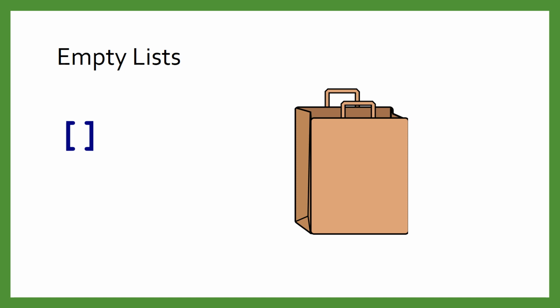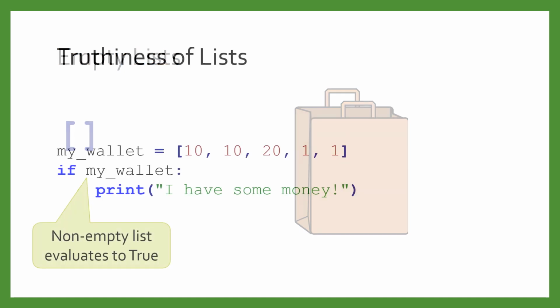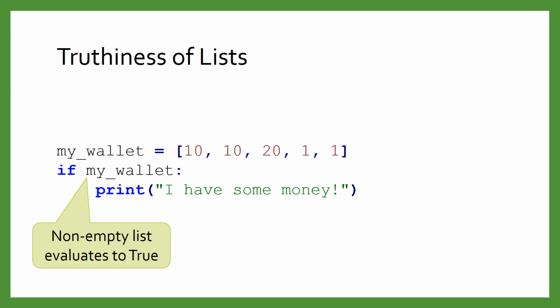A pair of square brackets with nothing between them creates an empty list. An empty list is like an empty bag. You may not have anything in it, but you still have the bag itself. Empty lists do not have a subtype until you put something in them. When used as a conditional, a list evaluates to true, unless it is empty. This can be very convenient when writing conditional expressions involving lists.